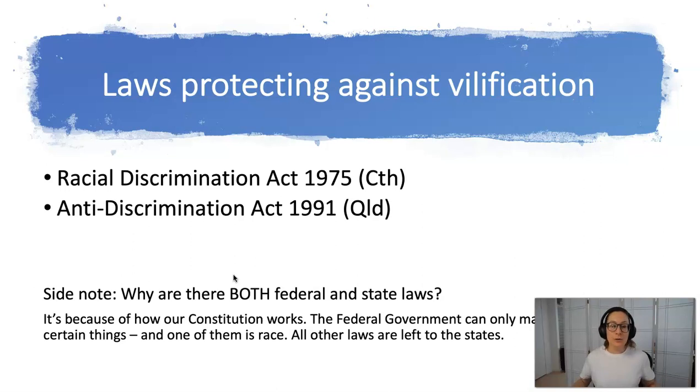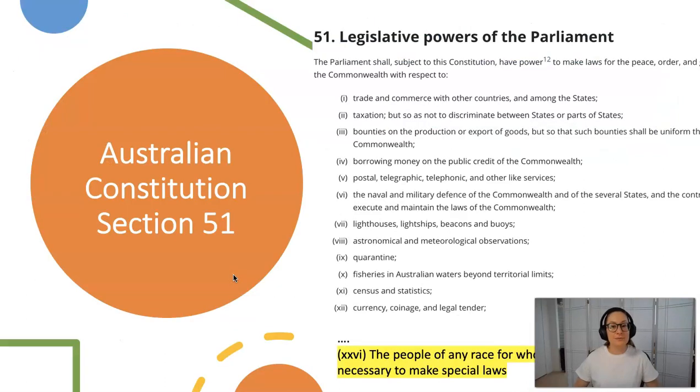So there are laws at both the federal and state level to protect against vilification. At the federal level, we have the Racial Discrimination Act of 1975, and in Queensland, we have the Anti-Discrimination Act 1991. We have both federal and state laws because of our system of government and our constitution.